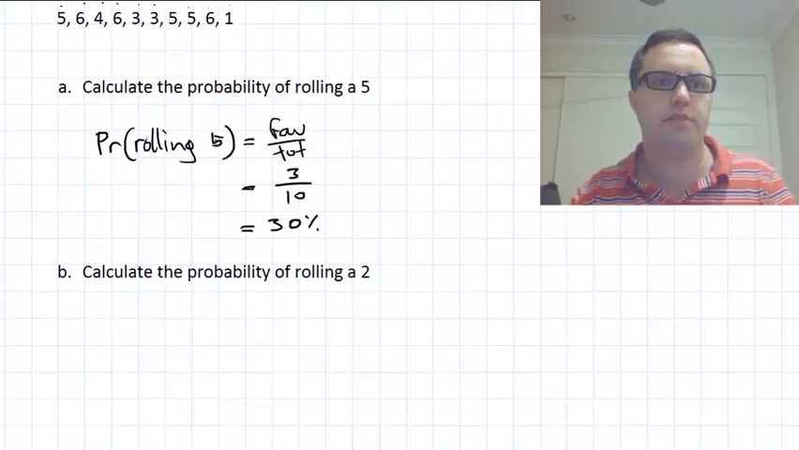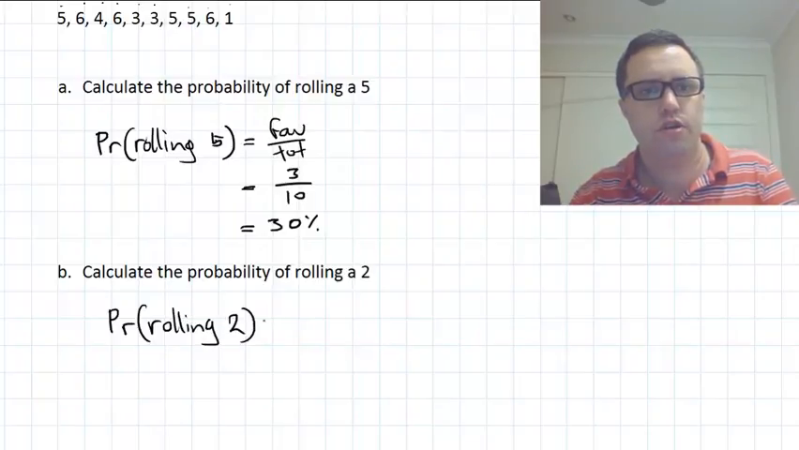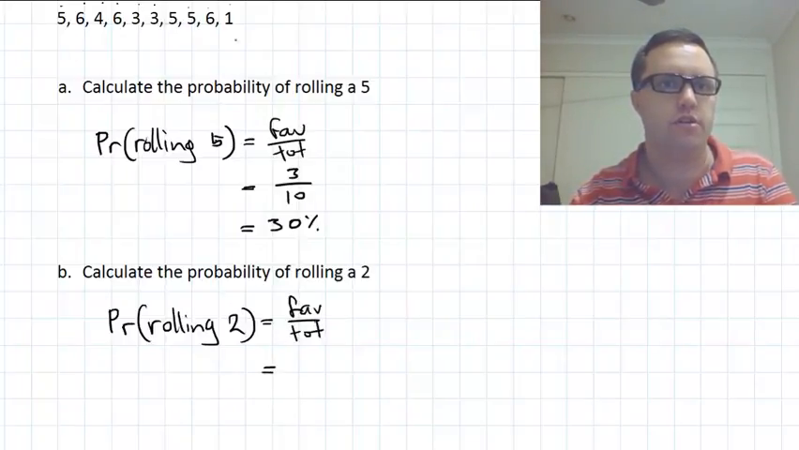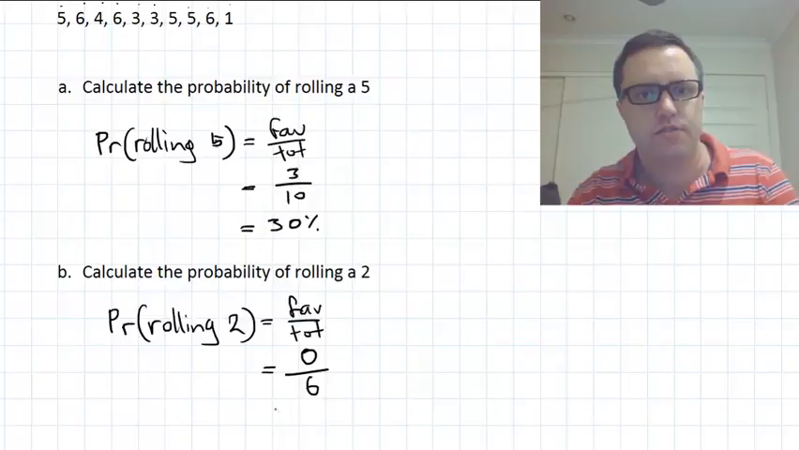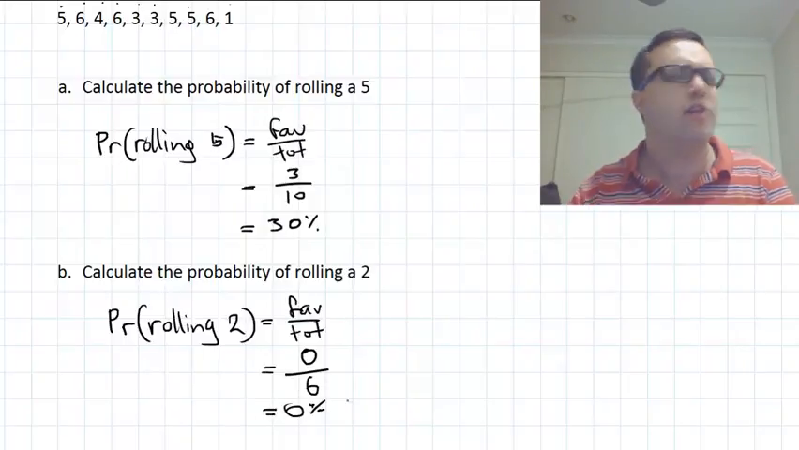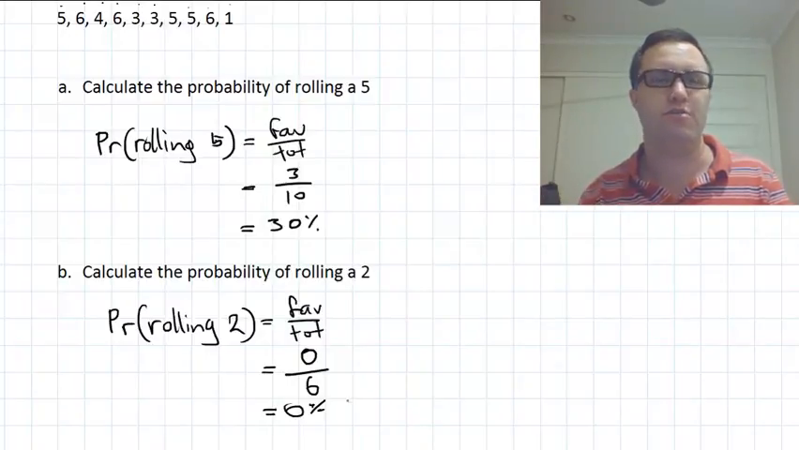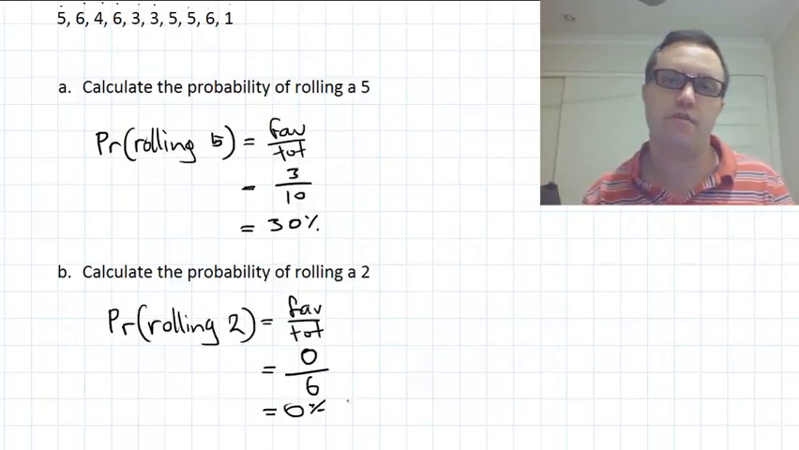Okay, and this last one's even weirder, I guess. So now we're going to be looking at the probability of rolling a 2. So probability of rolling 2 is equal to, as before, favourable over total. Now, how many times did we roll a 2? 0 times. So the number of favourable outcomes is 0 over a total of 10, which is 0%. So we're saying that based on our 10 rolls of this die, you have a 0% chance of rolling a 2, which doesn't make a lot of sense. But as I said before, that's the difference between experimental and theoretical probability.